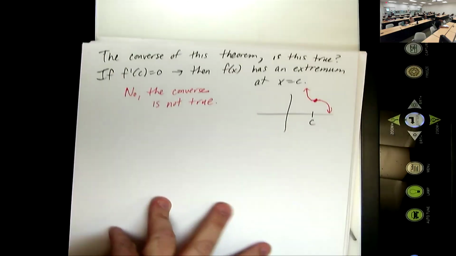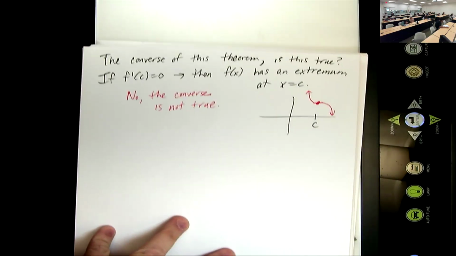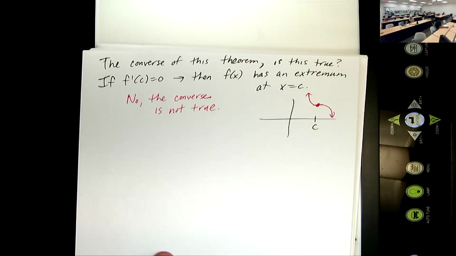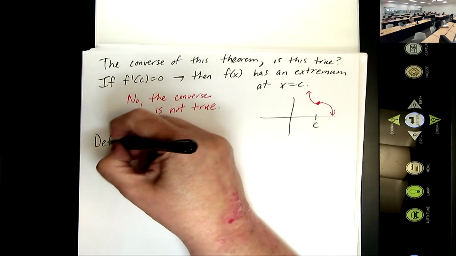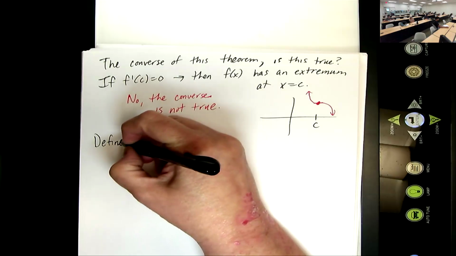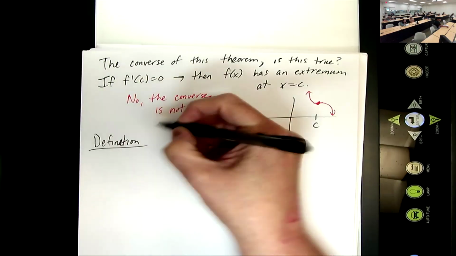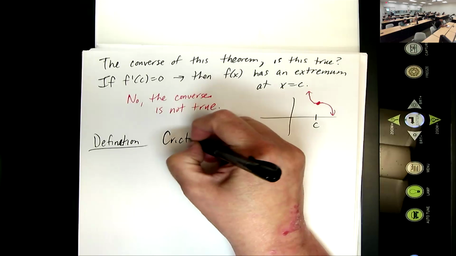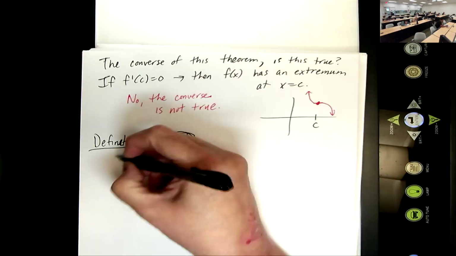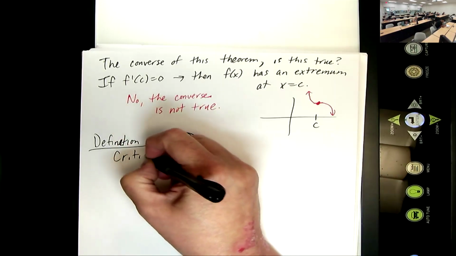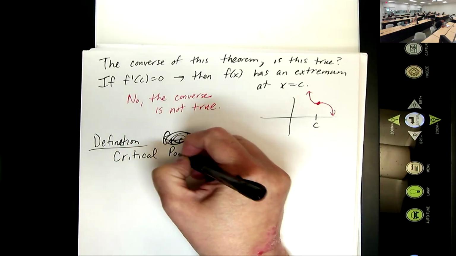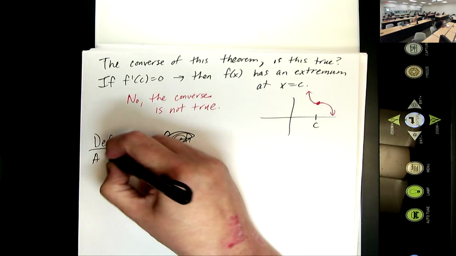So we have a definition for another thing, critical point. Critical point. Spell critical point right. Helps if I start in the right spot. A critical point.